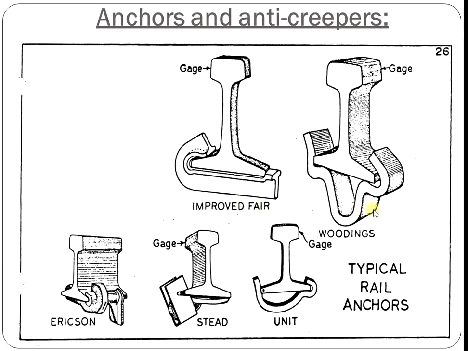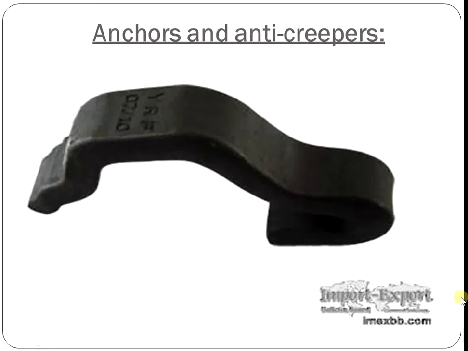The first improved form is the Ericsson Stade unit, and this is a typical rail anchor. This is an image or picture of the anchors and anti-creepers, and this is the anti-creepers used to resist the creep on the rail.